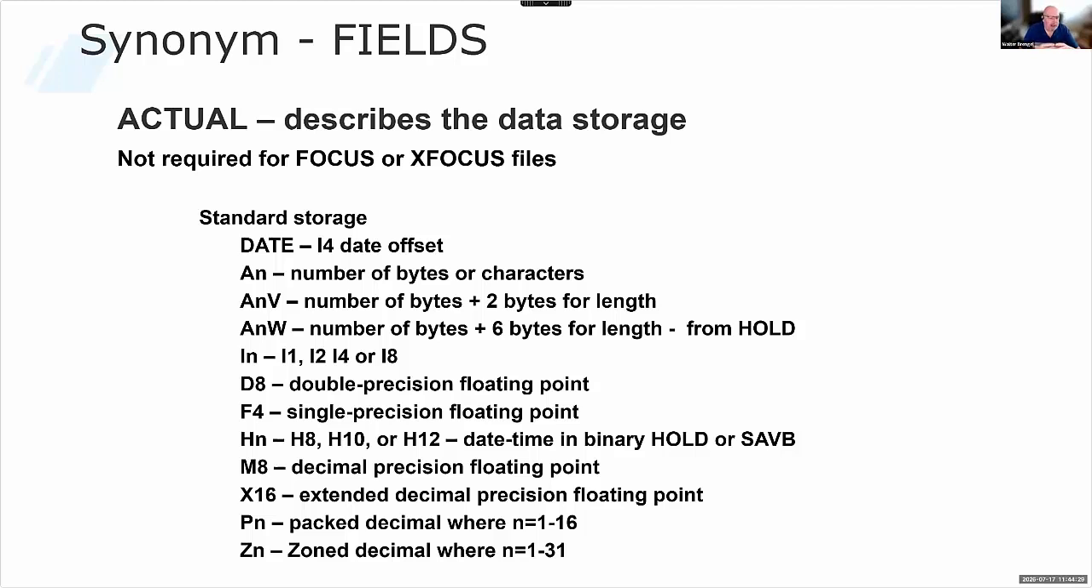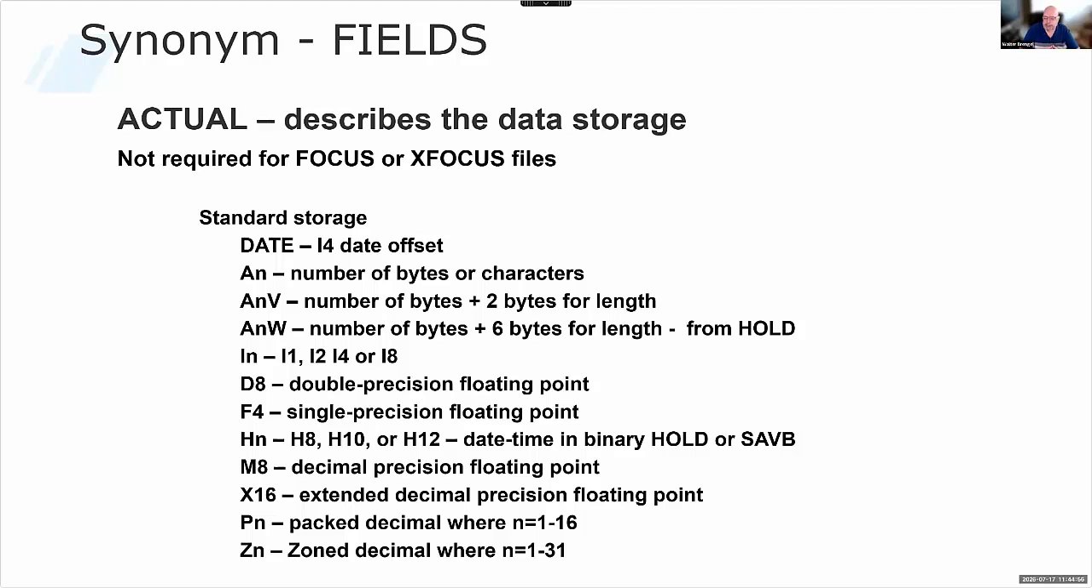If you do format alpha, you don't have to worry about that. Whatever you ask for is what you're going to get. So country then would be an A10. A and W is used when you have an A and V field and you put it to an alpha hold file. And the difference between an A and W actual and an A and V actual is that the A and V has 2 bytes for the length preceding the value, and the A and W has 6 bytes for the length.